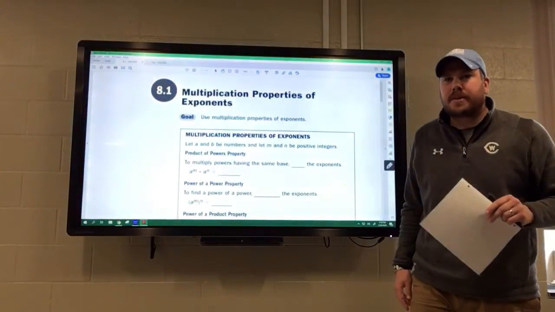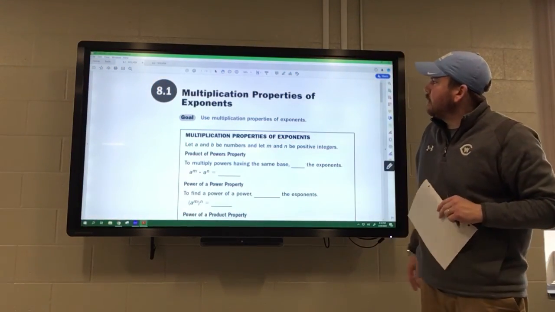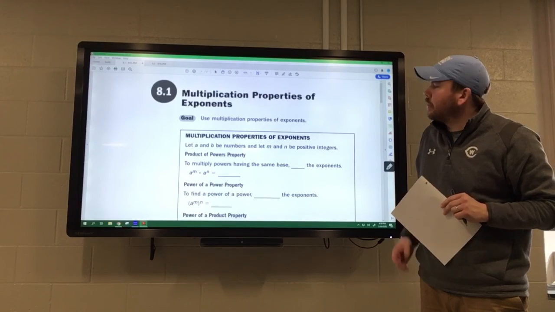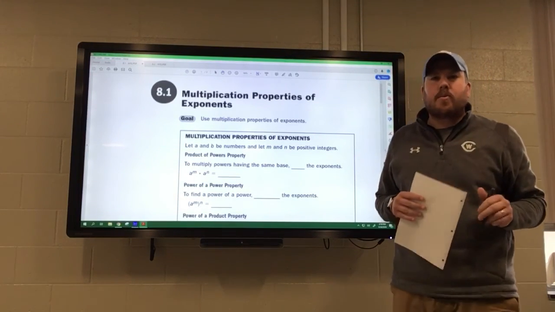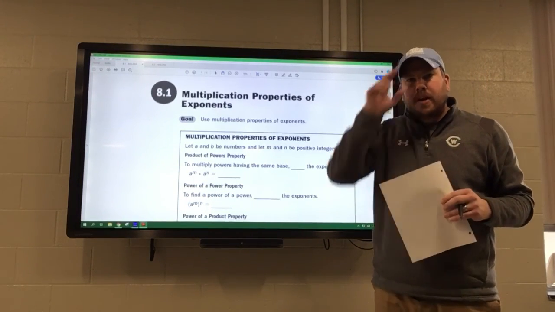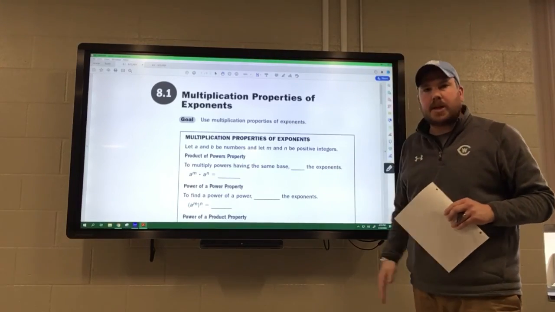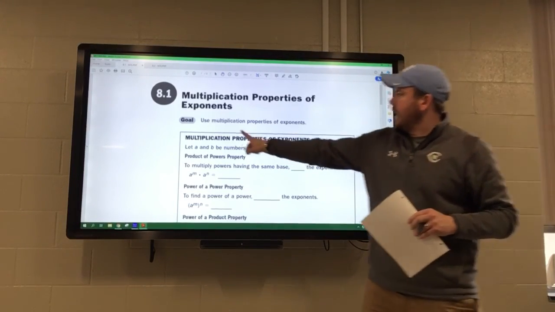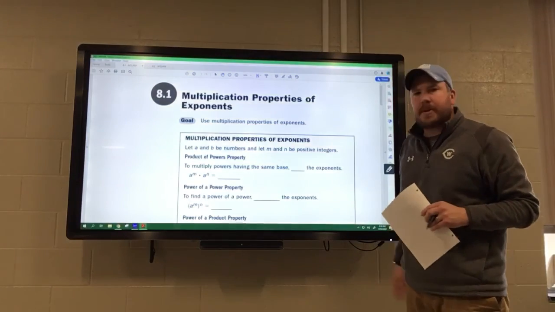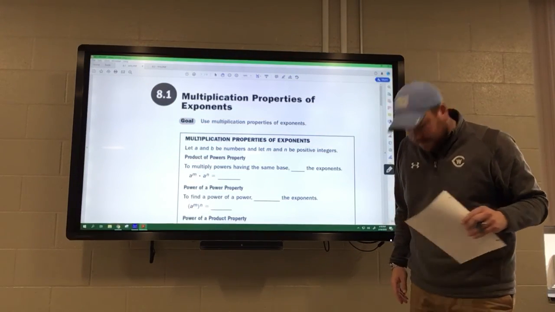Hello class, today we're going to talk about section 8.1, the multiplication properties of exponents. Throughout the course of chapter 8, we're going to learn about all the laws of exponents. We're going to start today with the multiplication properties. Our goal today is to be able to use multiplication properties of exponents. Let's get started.